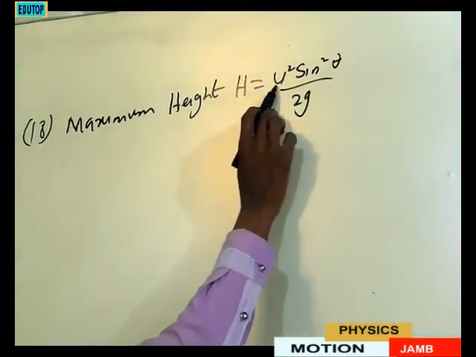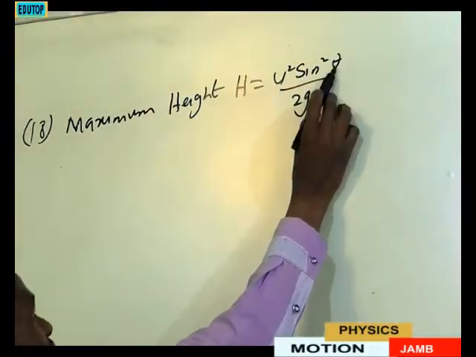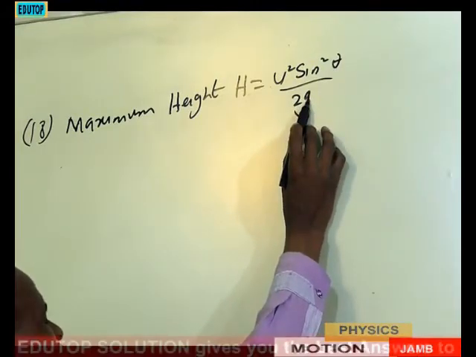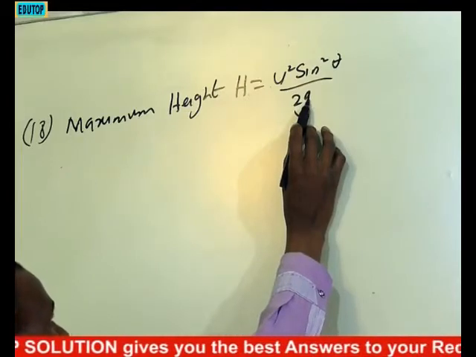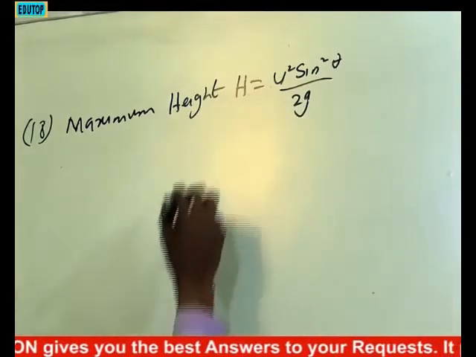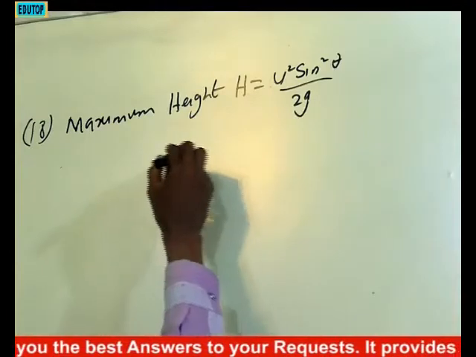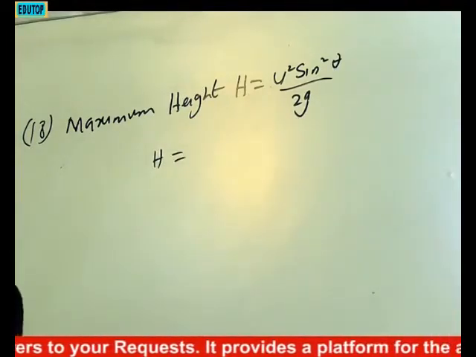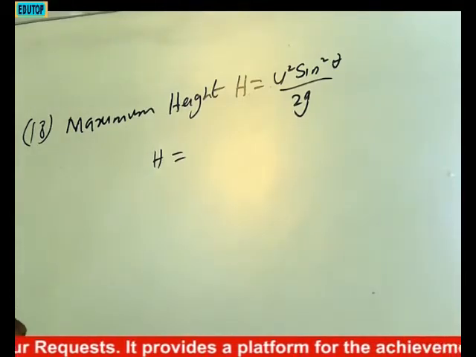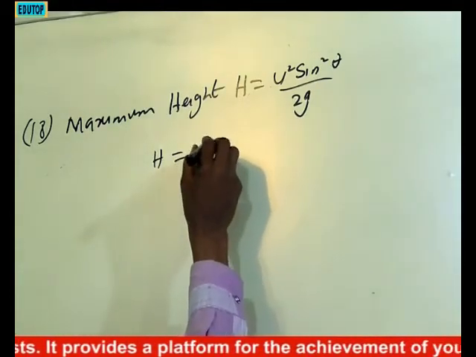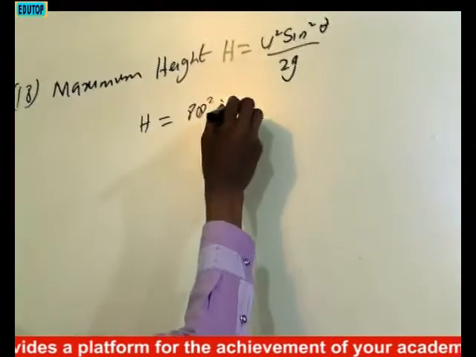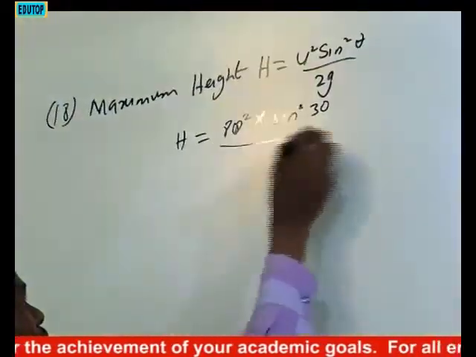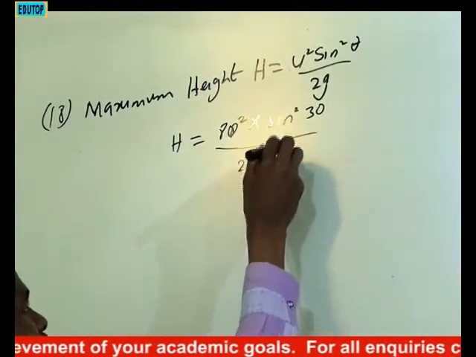And your u is the velocity. This is the angle of projection. Your g is the value for acceleration due to gravity. So this is a simple substitution for maximum height. We are given the value for velocity, which is equal to 80 meters per second. We are going to have 80 squared sine squared 30 divided by 2 times 10.